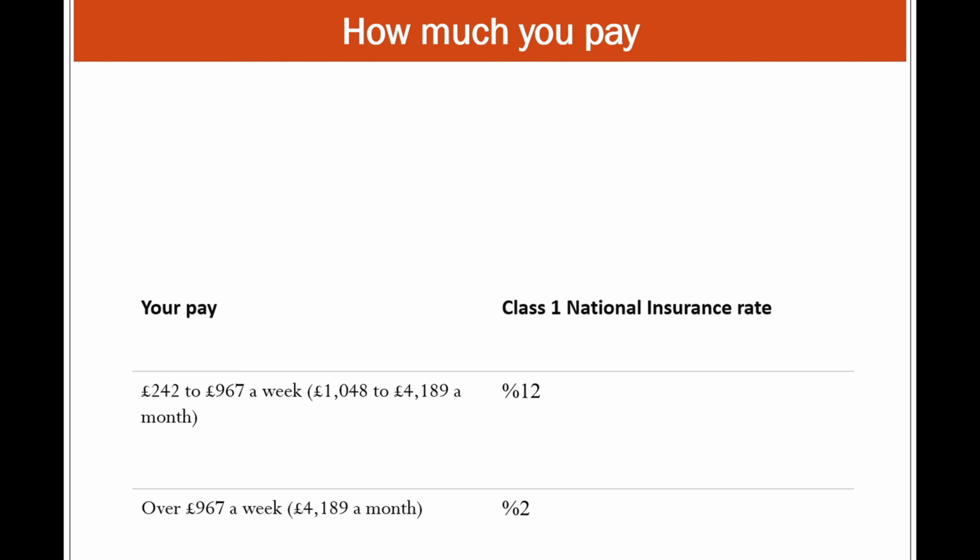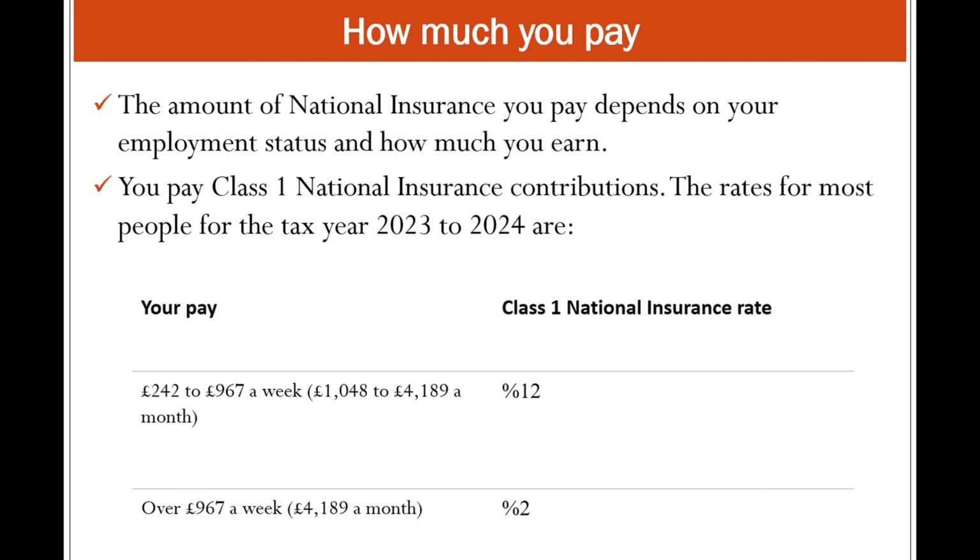Okay, now let's discuss how much you pay. Many applicants do get confused. The more you earn, the more you have to pay NI. No, that's not the case. If you are earning between 2,242 pounds and 4,189 pounds in 1 month, you will only pay 12%. But as soon as you earn over 4,189 pound a month, you will pay only 2%. Okay. So that's how the NI gets calculated.